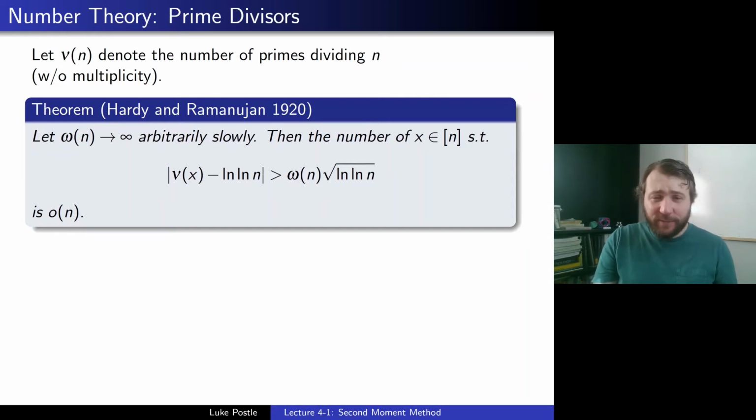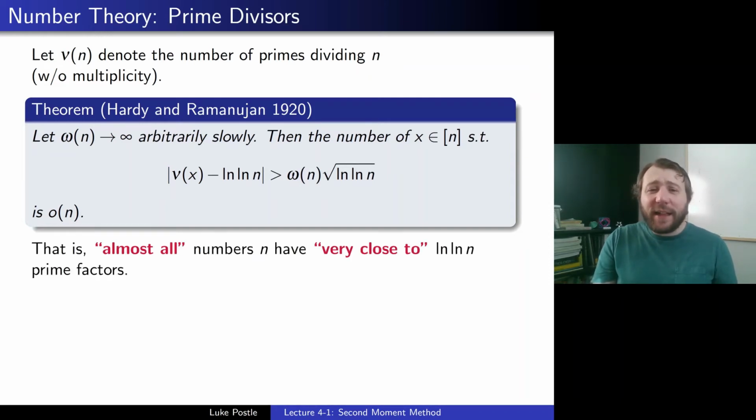is little o of n. So what's another way to say that? It's to say that almost all numbers n have very close to log n prime factors. Right? So how many are far away here, where far only means square root log n away from log n, is little o of n. So almost all of them have very close to log n prime factors. So that's a nice theorem from number theory.